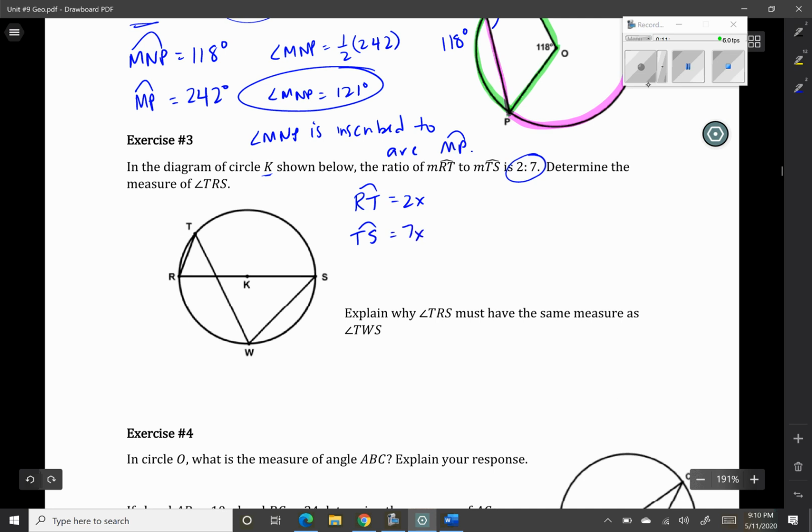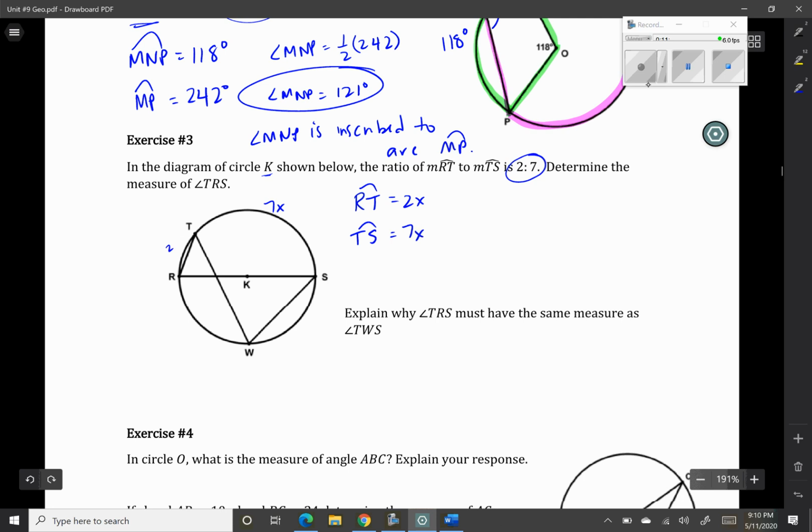And then see what those two arcs together give me. Did they give me a whole circle? Did they give me a half of a circle? What do they tell me? And by knowing that, I can figure out what x is, making sure that I then know what those two arcs are. So TS is 7x.